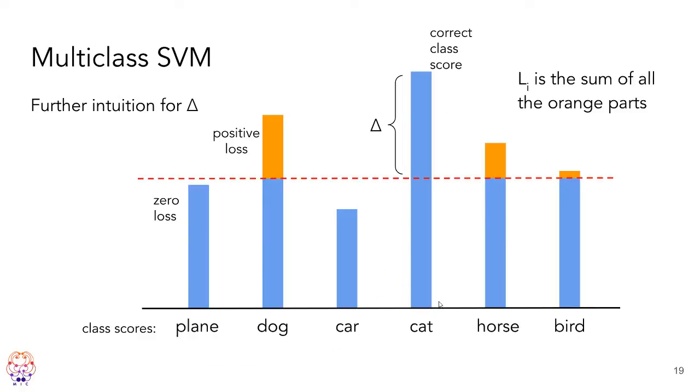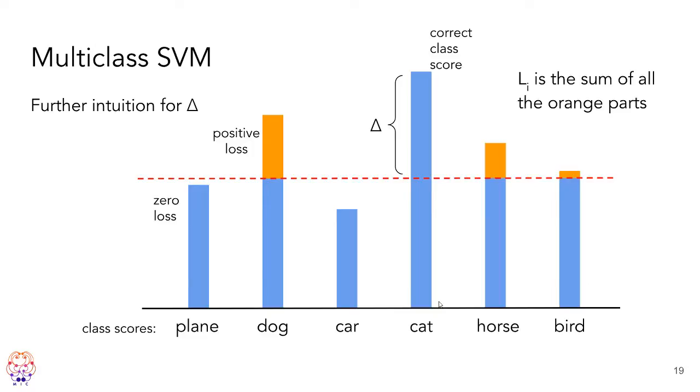So say we did classification, and then we got these scores for each of a few different classes. We know that the cat score is the correct score. And so we want to ensure that the correct score is much higher than all of the incorrect scores. So basically, if an incorrect score, say the dog score, is not a certain margin below the correct score, then it contributes to the loss. So in this example, the dog score, the horse score, and the bird score would all contribute to the positive loss. Does that make sense so far?